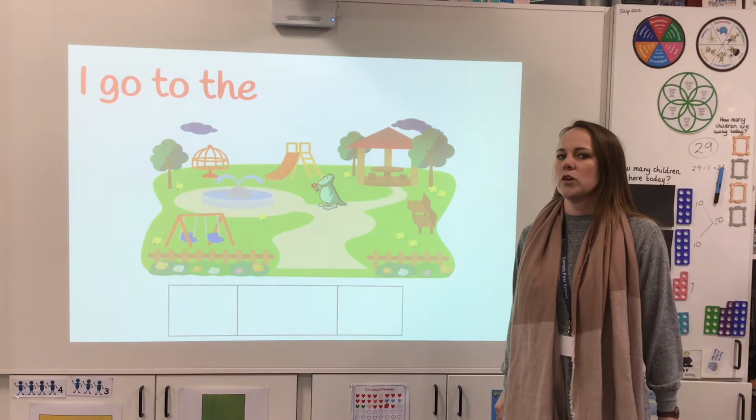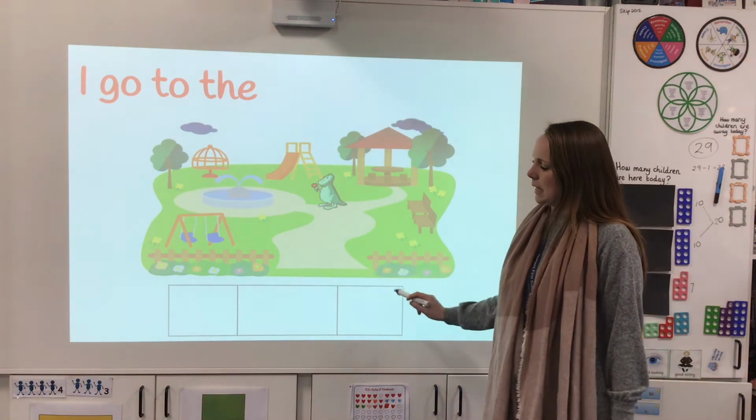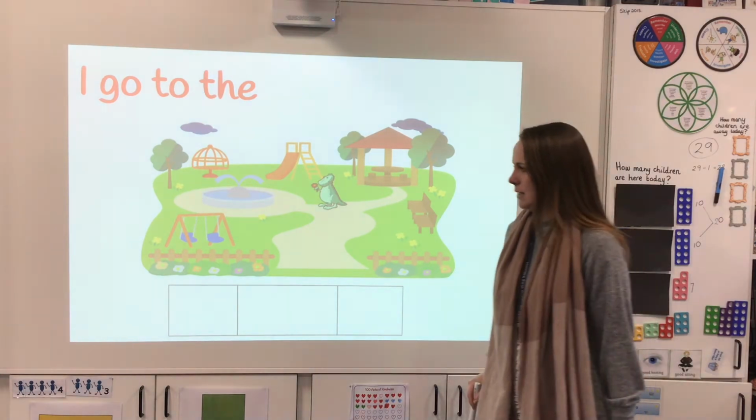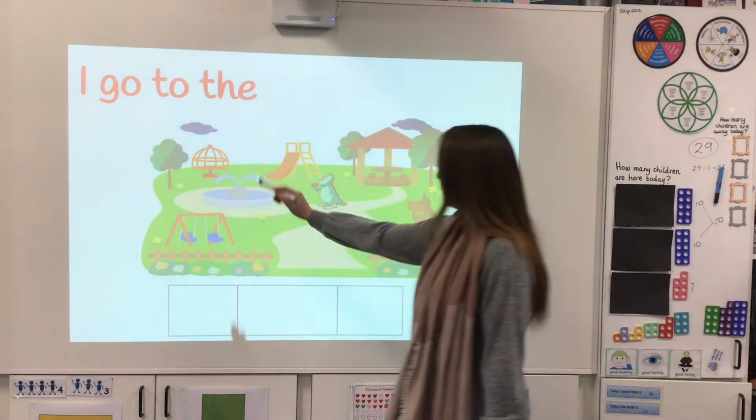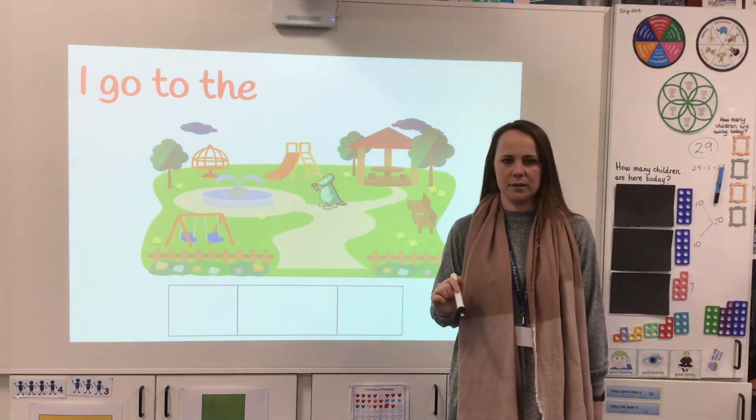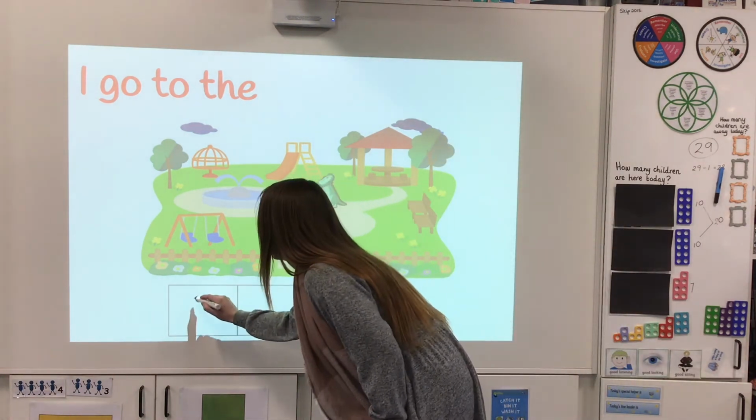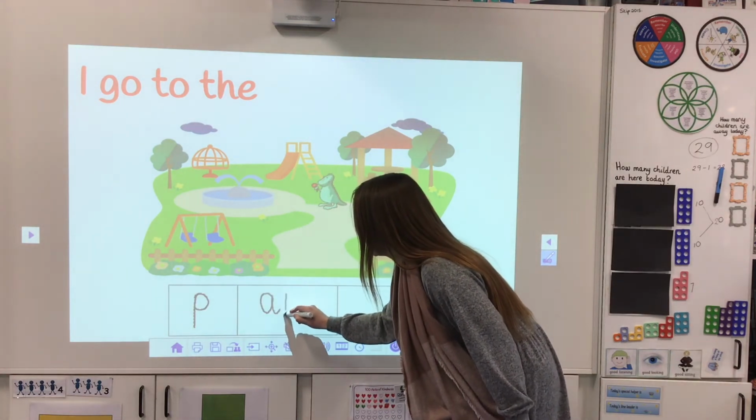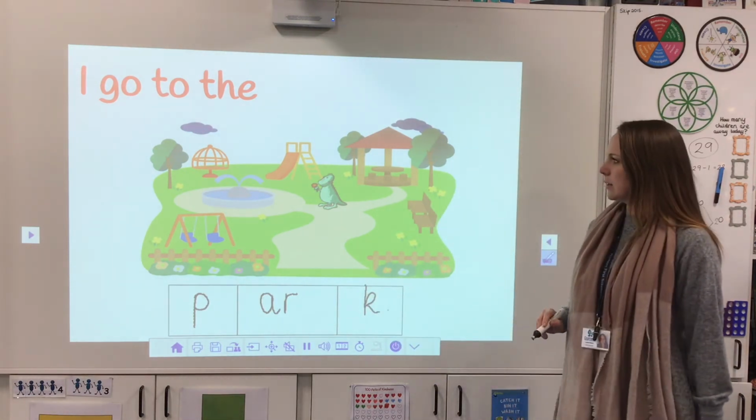So we are looking at our tricky words today. We've got loads at the top there. We're going to have a go at reading them, working out which word to write here, and then at home we'd like you to write the whole sentence. So let's see. I go to the... Ooh, I think it's a park. I've even got a dinosaur at the park. Okay, park. P-ark. Let's go. Ark. Park. I go to the park.